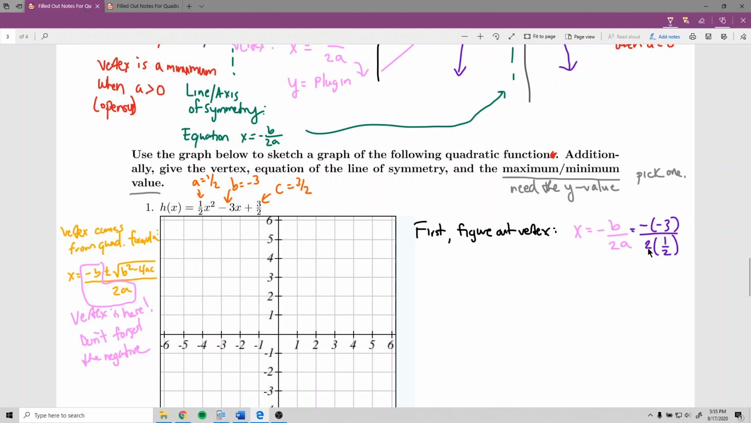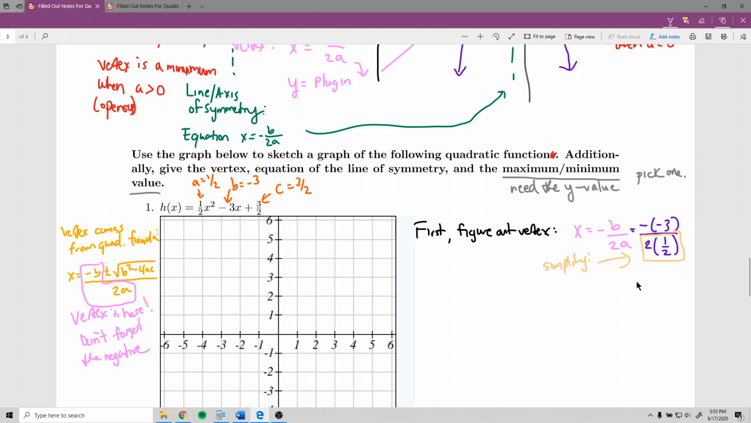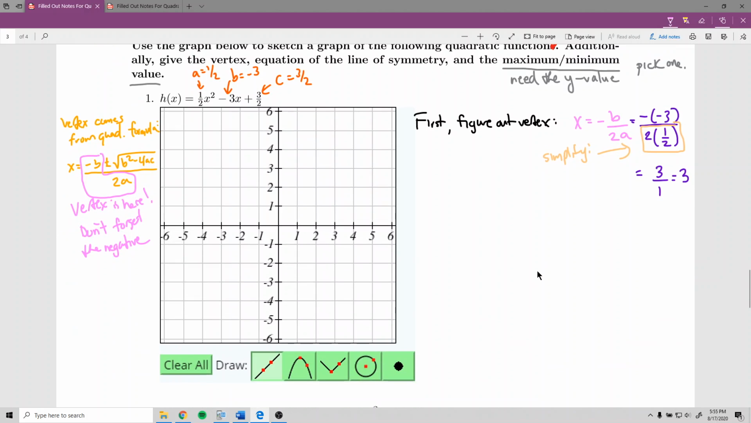Now, one thing that you can notice here is that if we focus on simplifying this part, the bottom first, since there's a fraction, the 2 and the 1/2 just become 1. So it's pretty quick. There's not going to be a remaining fraction. The top, because we have negative, negative becomes positive 3, and the bottom is 1. 2 times 1/2 is 1, and 3 over 1 is 3. So once again, that is just the x value of the vertex.